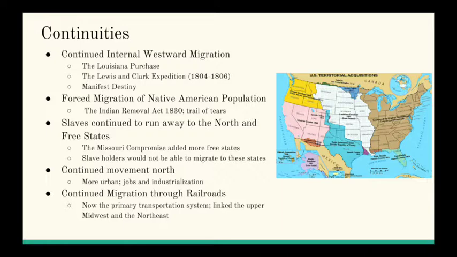Another continuity in Unit 4 would be the continued migration through railroads. Railroads were now the primary transportation systems, and they facilitated migration from the upper Midwest to the Northeast.